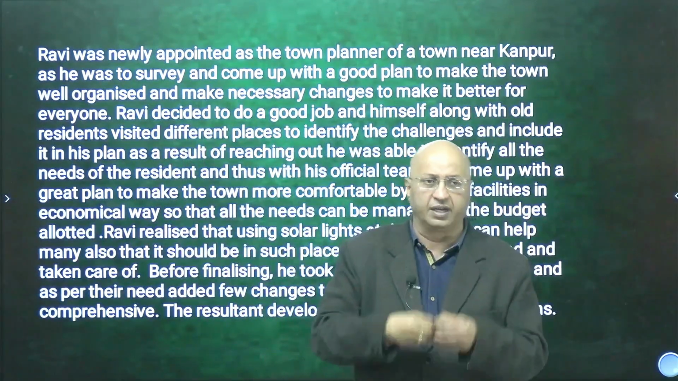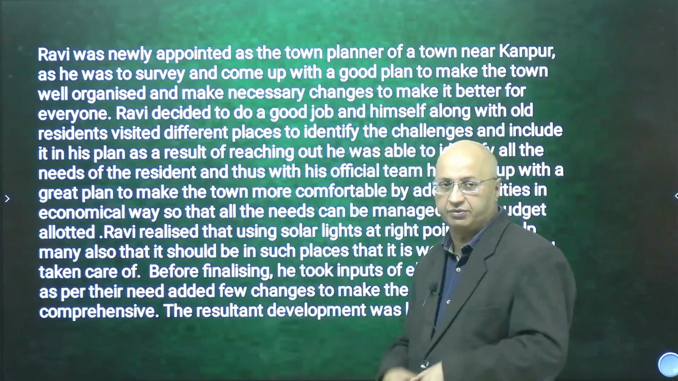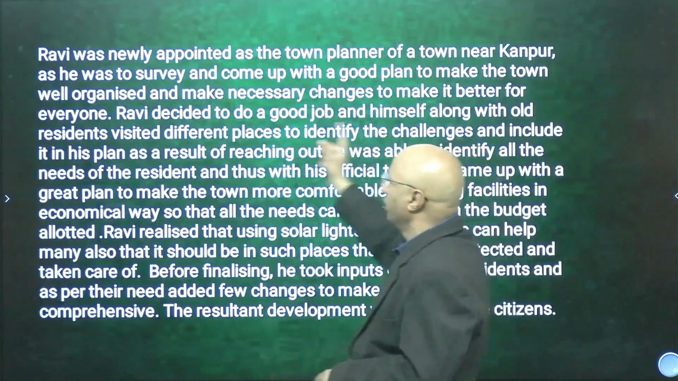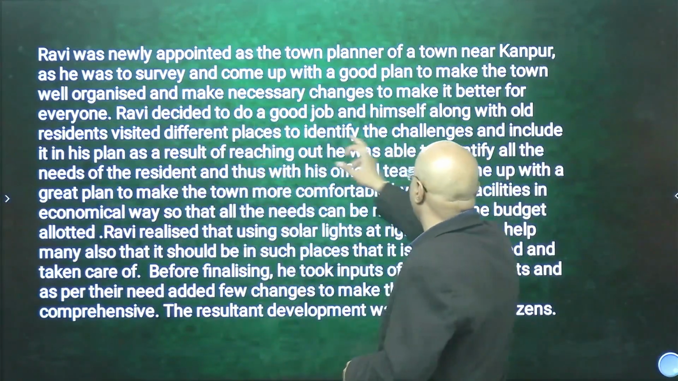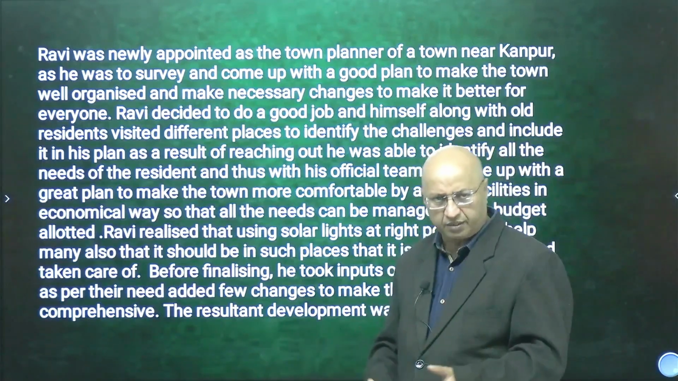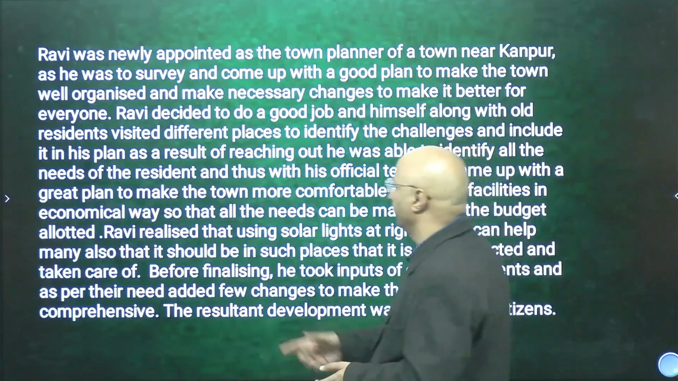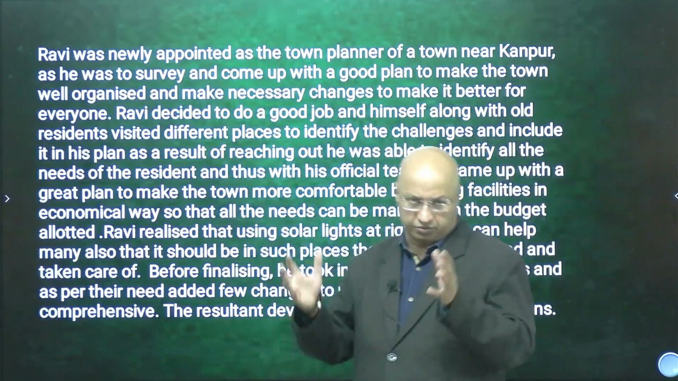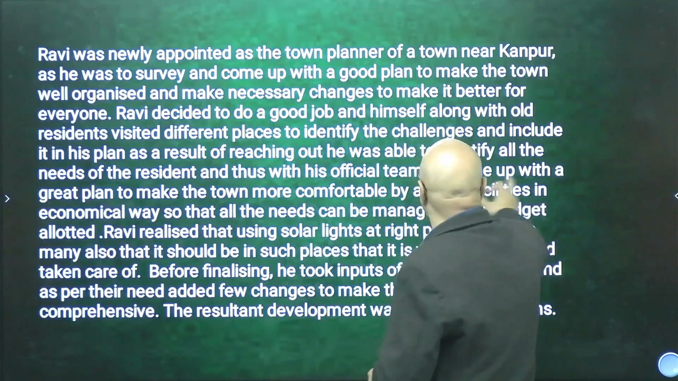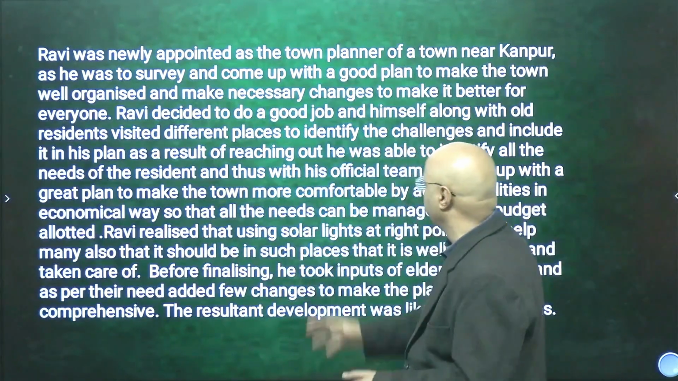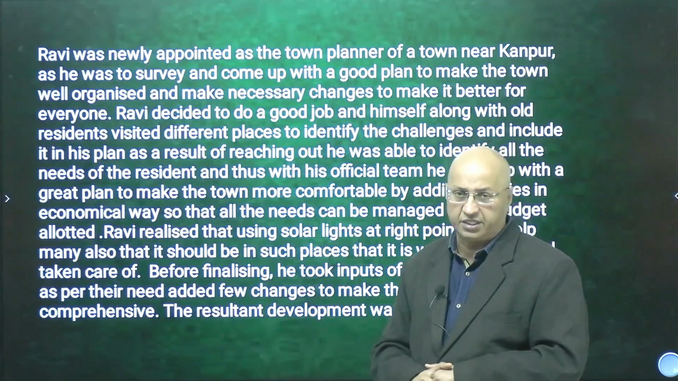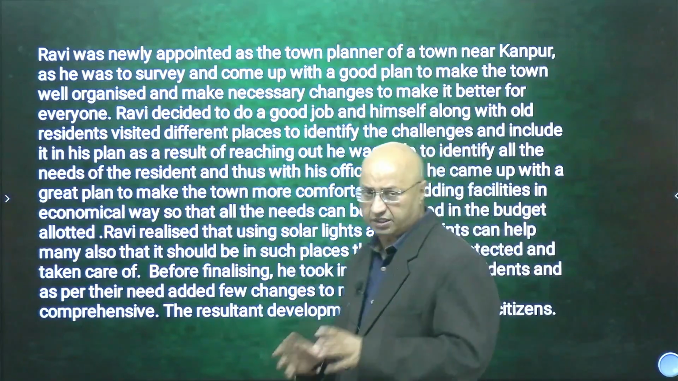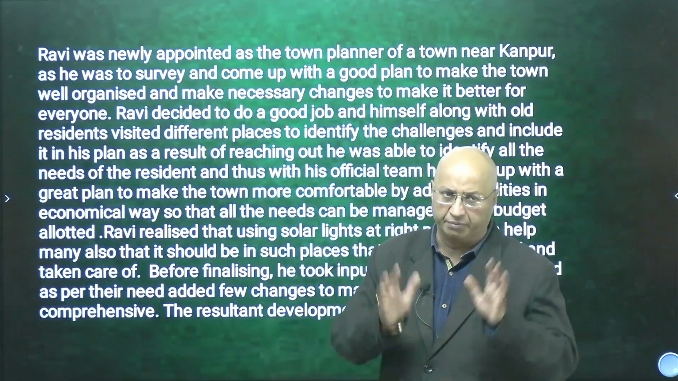He had to make the town well organized and make necessary changes to make it better for everyone. Now here we have thought of a hero. As per the situation, we have made him a town planner. Never mind. Ravi decided to do a good job, and himself, along with old residents, visited different places to identify the challenges. Practically, you have to do it to learn what is to be done. As a result of reaching out, he was able to identify all the needs of the residents, what all they want. And thus, with his official team, he came up with a great plan to make the town more comfortable by adding facilities in an economical way, so that all the needs can be managed in the budget allotted.